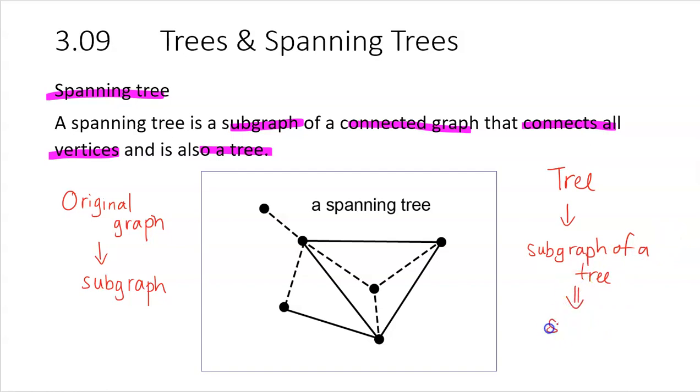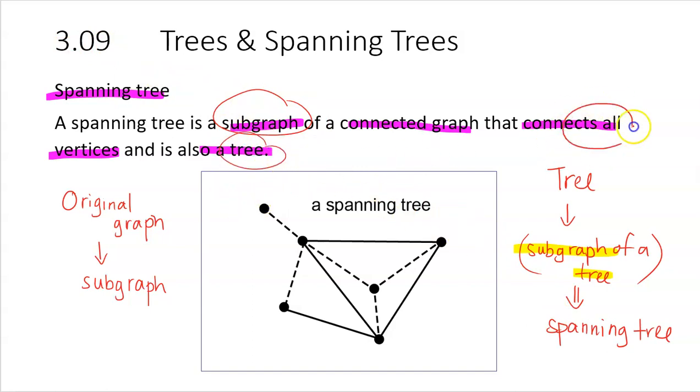That is a spanning tree. So actually, a spanning tree is a subgraph of a tree. That's why here they write, it's a subgraph, and you need to make sure that it also is a tree. It connects all vertices. So that's all for the spanning tree. So tree and spanning tree, we will go into more detail by looking at the examples.